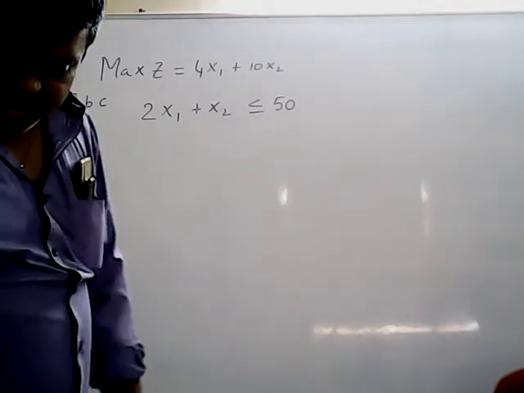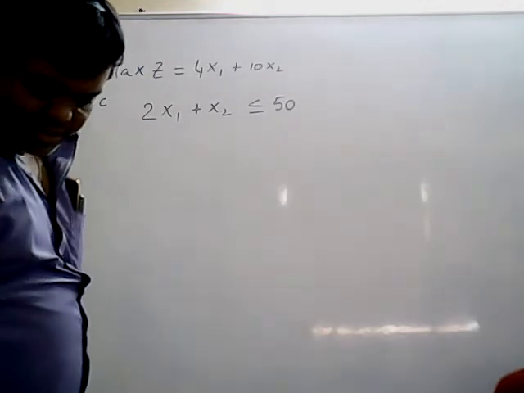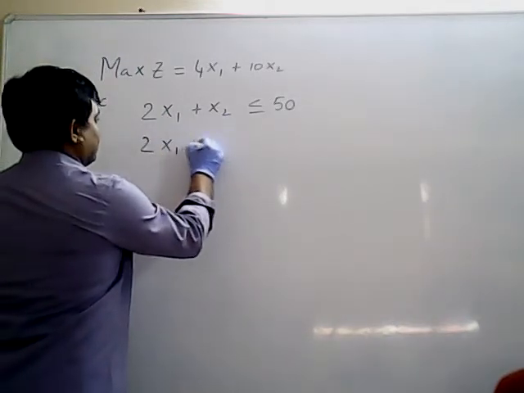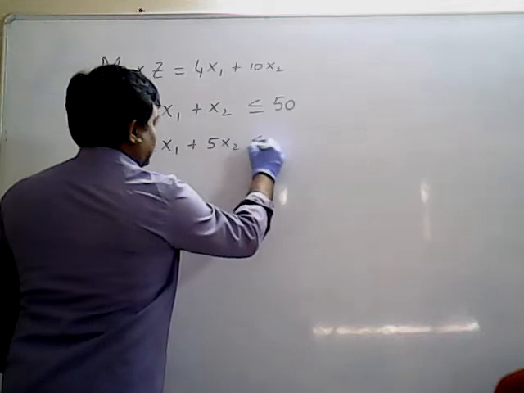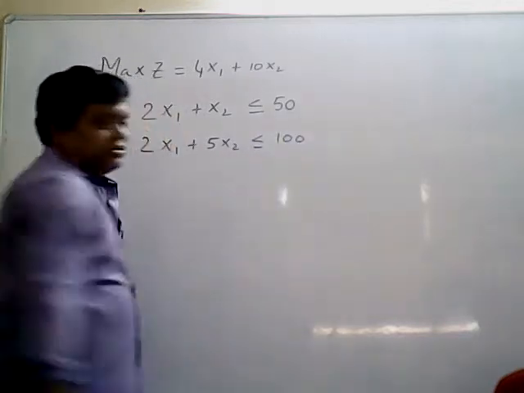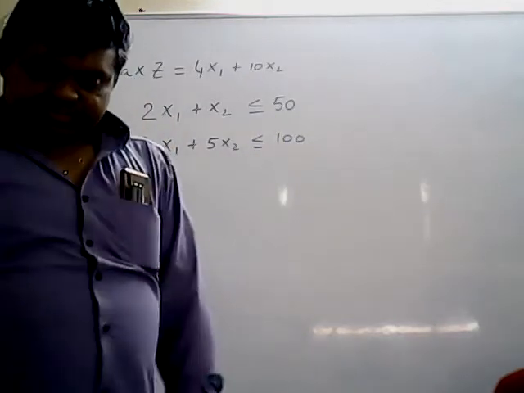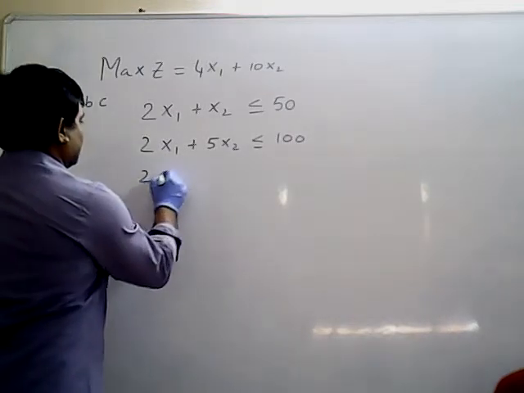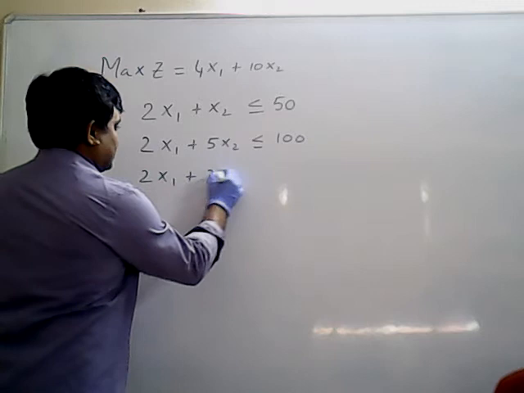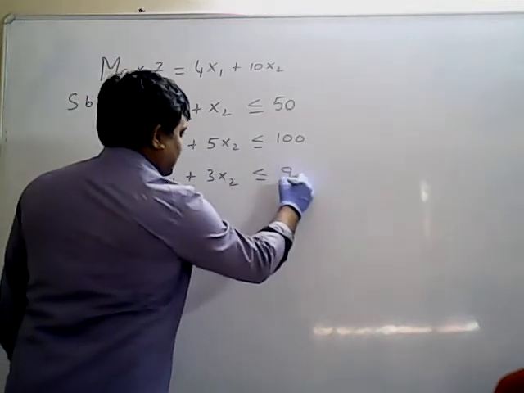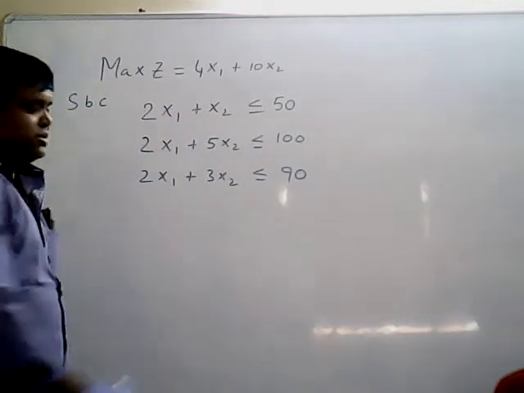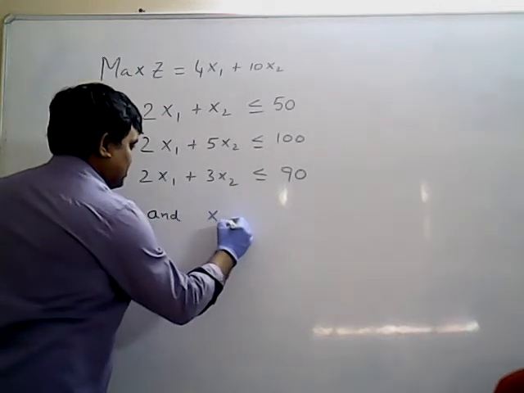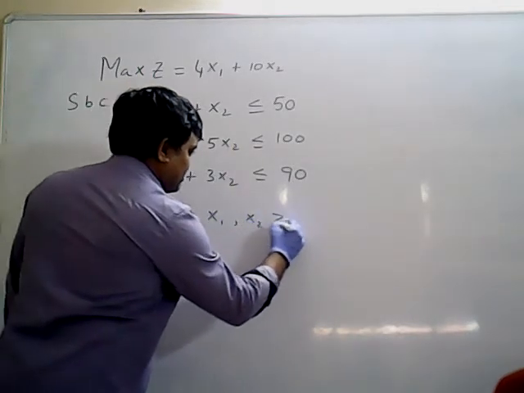Second constraint: 2x1 plus 5x2 less than or equal to 100. Third constraint: 2x1 plus 3x2 less than or equal to 90. And x1, x2 greater than or equal to 0.